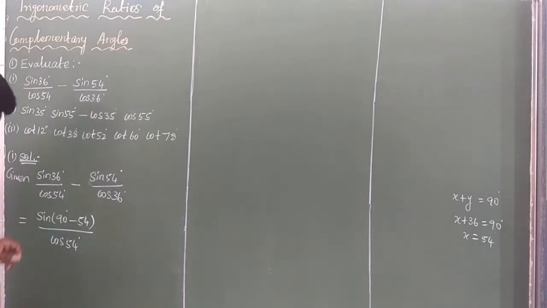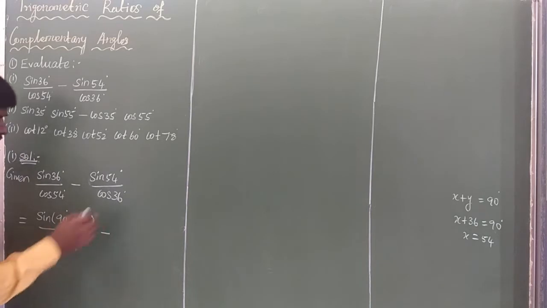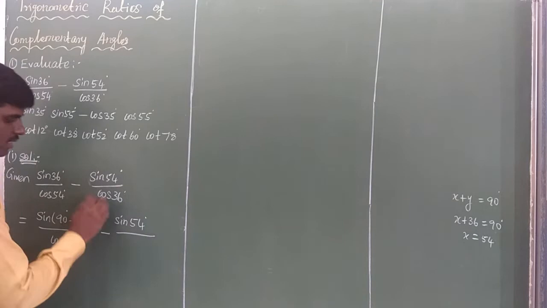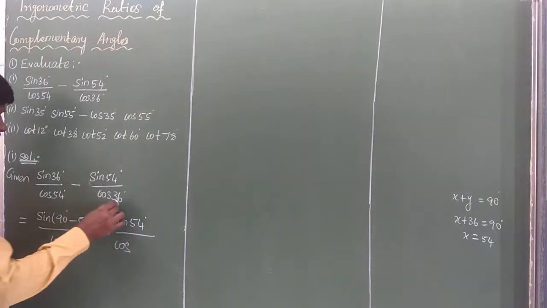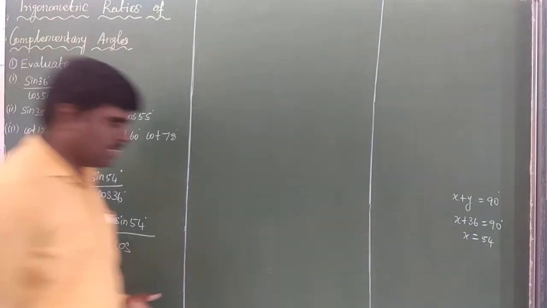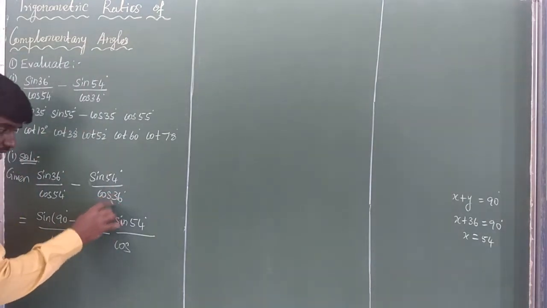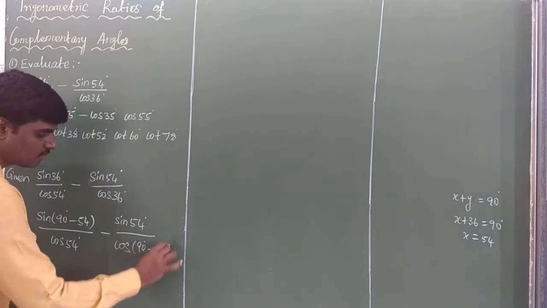Next, minus. Either the numerator or the denominator, any one, you can change. So here I will change the denominator value: sin 54 degree divided by cos 36 degree. In the same way, for cos 36 degree, 90 minus 36 gives 54, so I change cos 36 degree to cos of 90 minus 54.